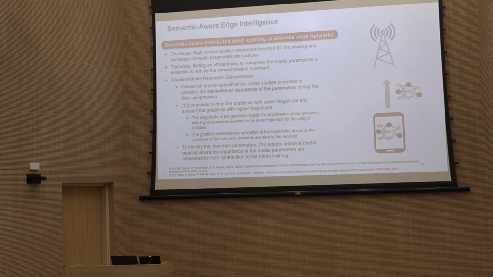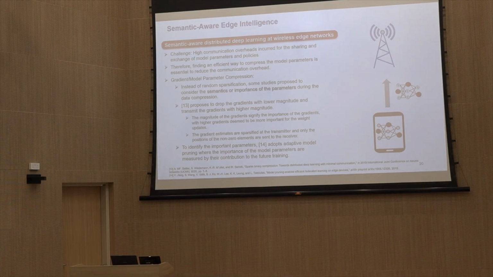Instead of random sparsification, some study propose to consider the semantic or importance of the parameter during the data or model compression. For example, in this paper, sparse binary compression proposed to drop the gradient with the low magnitude and transmit the gradient with the high magnitude to the edge server. The magnitude of the gradient signifies the importance of the gradient, and that means the higher gradient can represent more important weight of the update. The gradient estimates are specified at the transmitter and only position of the non-zero elements are sent to the receiver.